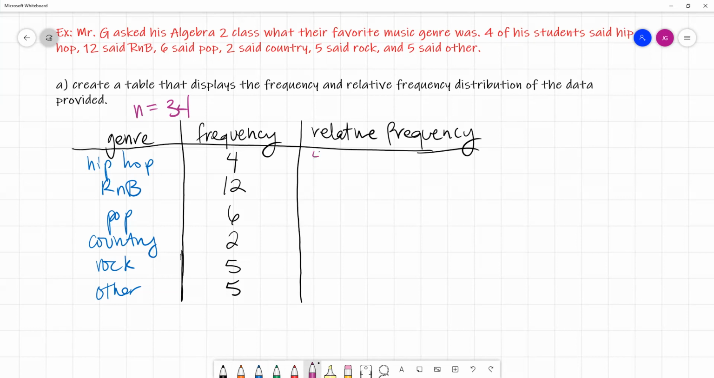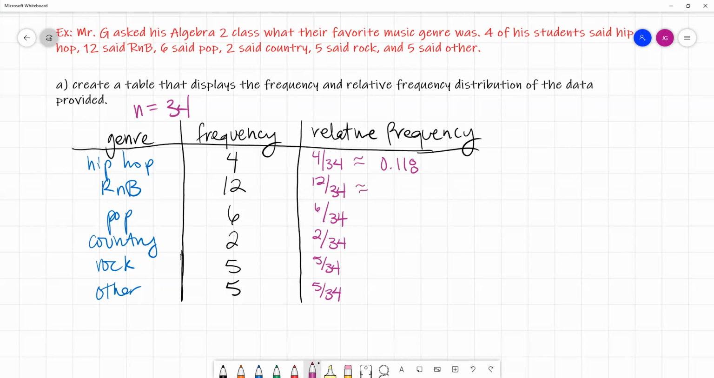So for hip hop, I'm going to do 4 divided by 34. I'm just going to leave them as fractions for right now as I finish all of them, but I don't want my answer to be these. I want to write them in decimal form. 5 over 34 and then 5 over 34. We'll just use 3 decimal places for each of these. I already went through and divided them, but make sure that you can do it yourself. If I divide these through, this one gives me 0.118.